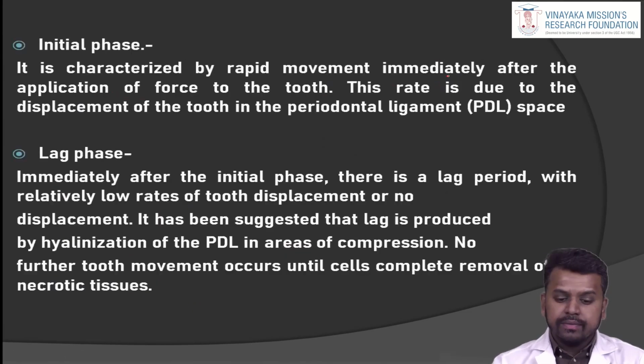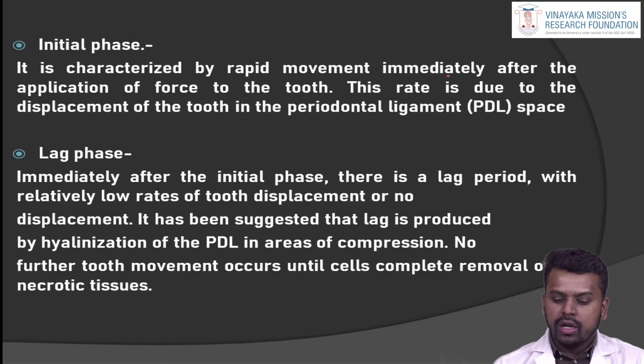The initial phase is characterized by rapid movement immediately after the application of force to the tooth. This rate is due to the displacement of the tooth in the periodontal ligament. Immediately after the initial phase, there is a lag period with relatively low rates of tooth movement or no displacement. It has been suggested that lag is produced by hyalinization of the PDL in areas of compression zones. No further tooth movement occurs until cells complete removal of necrotic tissue.